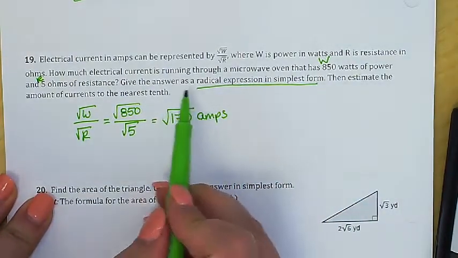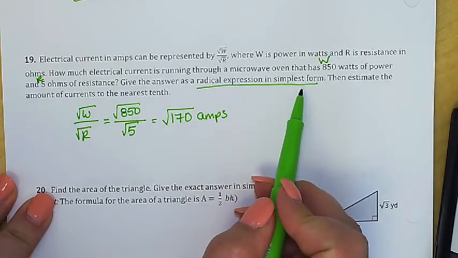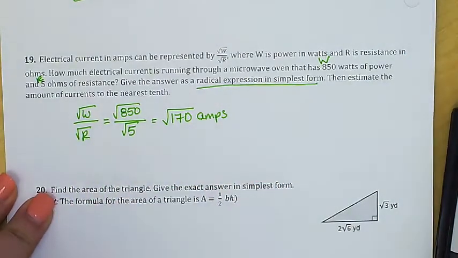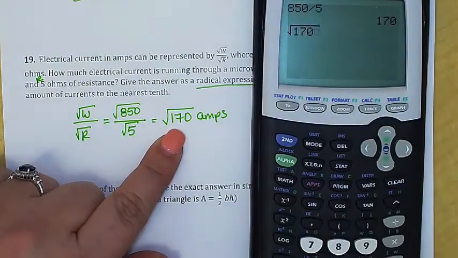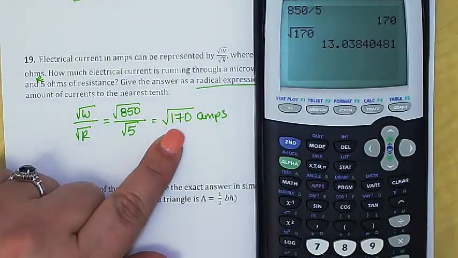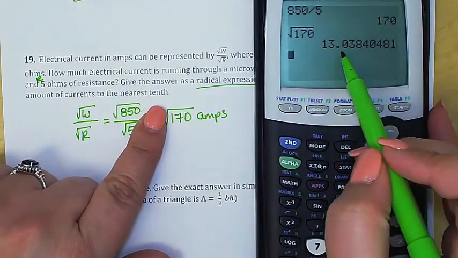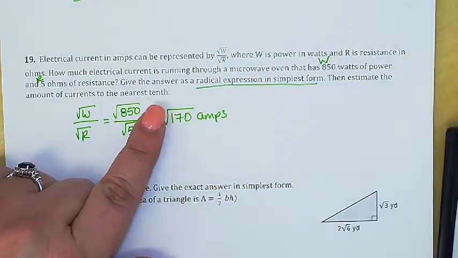Then they ask, give the answer in simplified radical form and estimate it out. Let's go ahead and take care of the estimate, because that's usually a little faster. If we take the square root, we're looking at to the nearest tenth, so this would round down, so just stay at 0. So 13.0.